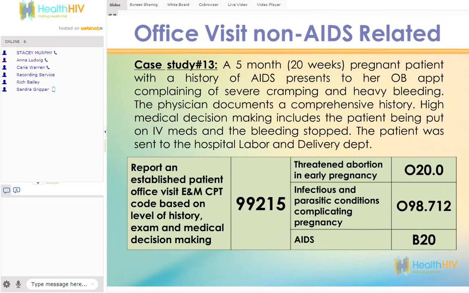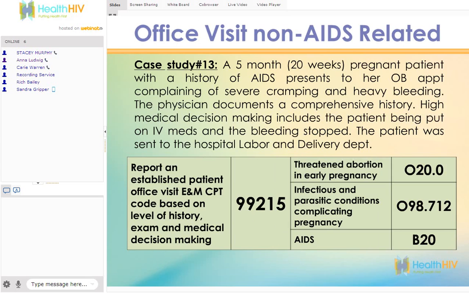This is a visit for a pregnant patient. A 5-month pregnant patient comes in with a history of AIDS, and they go in for an appointment, but they're complaining of severe cramping and heavy bleeding. And the physician documents a comprehensive history. The medical decision-making included IV meds, and then the patient was sent to labor and delivery.